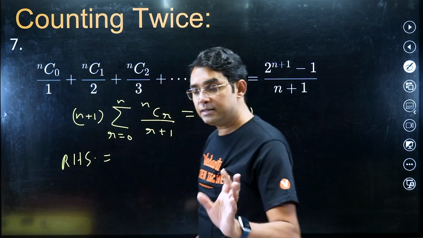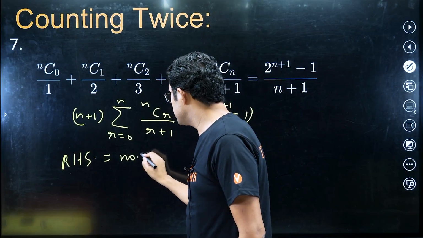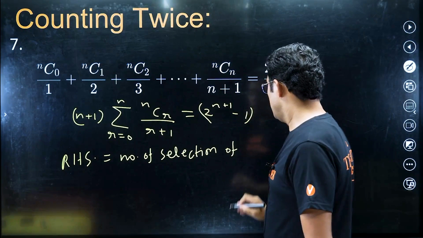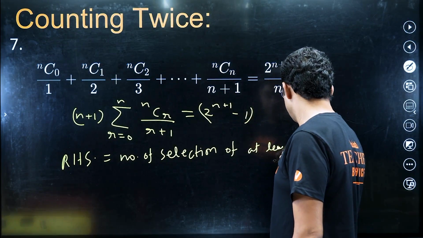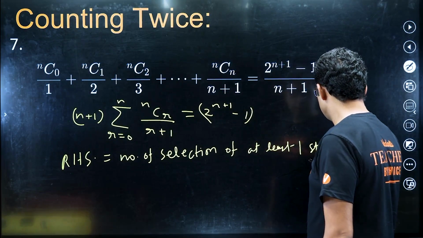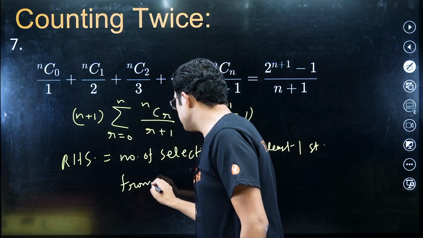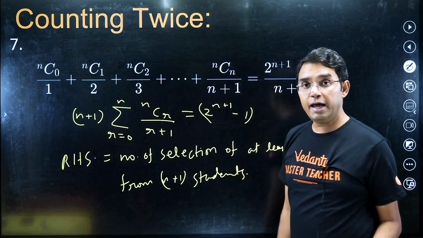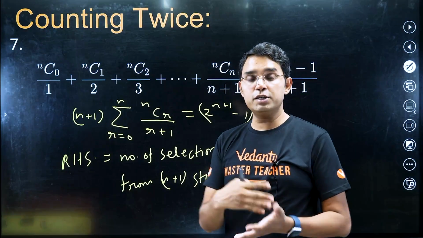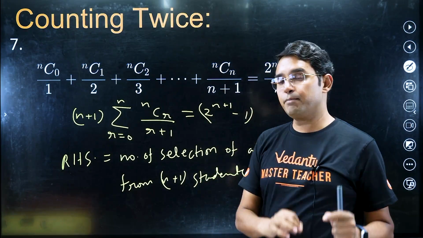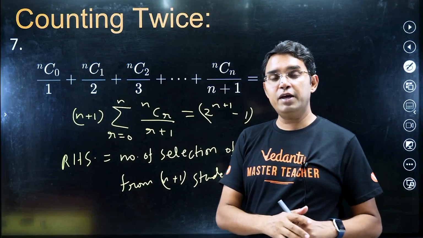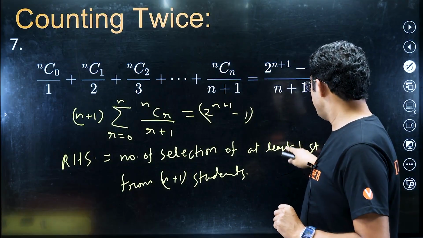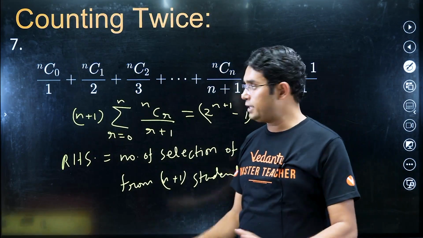Right hand side is actually equal to the number of selections of at least one student from n plus 1 students. Suppose we are having n plus 1 students, and I have to choose at least one. Then saying yes, no in front of all of them will give you 2 power n plus 1 ways. And one way will be when we are saying no to all of them. So 2 power n plus 1 minus 1 will be the number of selections of at least one student from n plus 1 students, that is the right hand side.